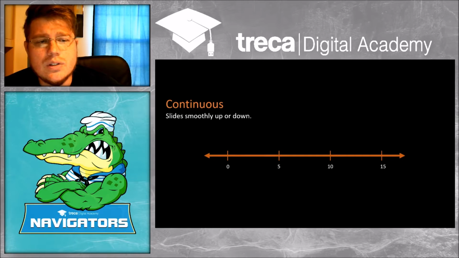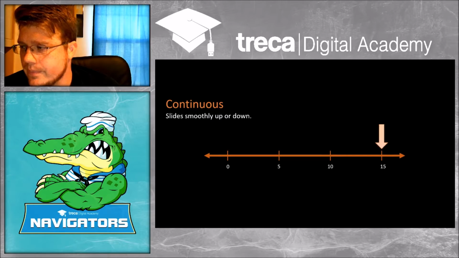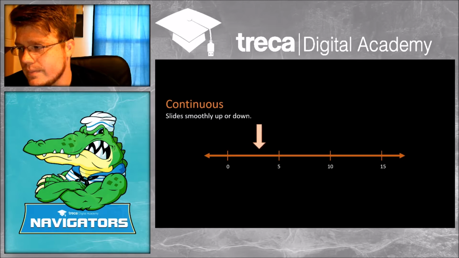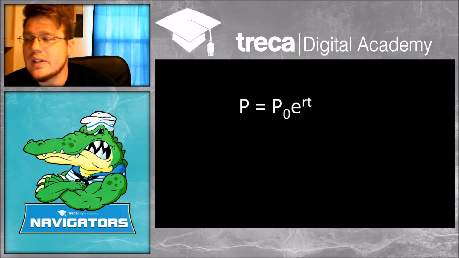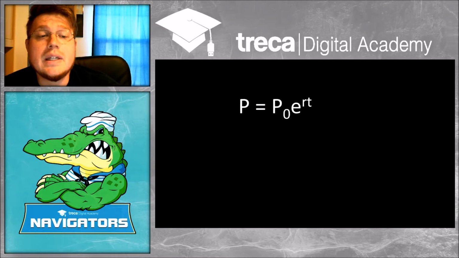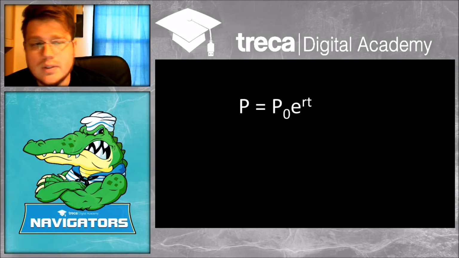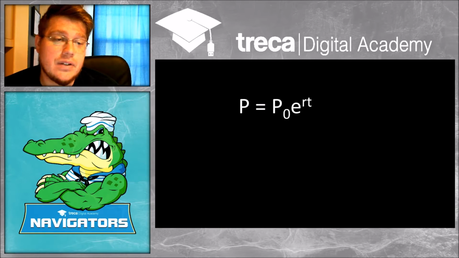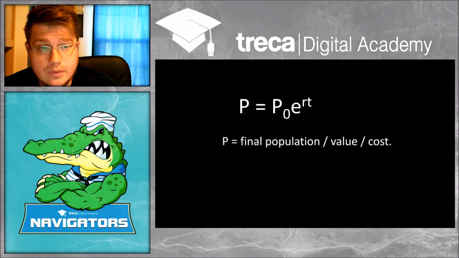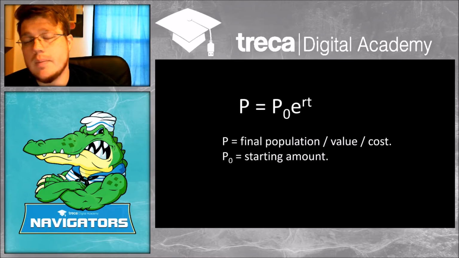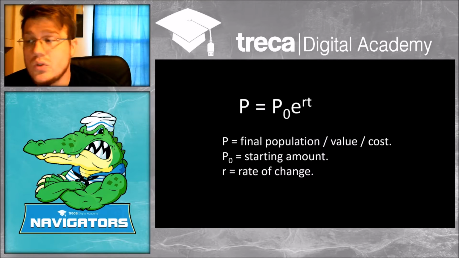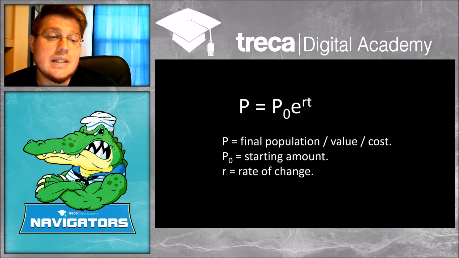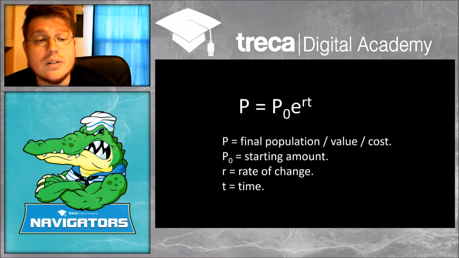This uses a slightly different formula. Continuous change slides smoothly. This formula is P equals P sub 0 times e to the rt power. Again, P is the final population value or cost, just like before. P sub 0 is the starting amount, just like before. r is the rate of change, just like before. And t is the amount of time that passes, just like before.